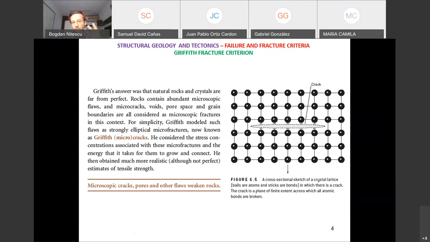These flaws basically weaken the material. Because of Griffith's insight, we call these flaws Griffith cracks, or Griffith microcracks. They can be modeled as elliptical, very small fractures. And the idea is that if this exists, then the tensile strength of the material, in our case the rock, is much less.